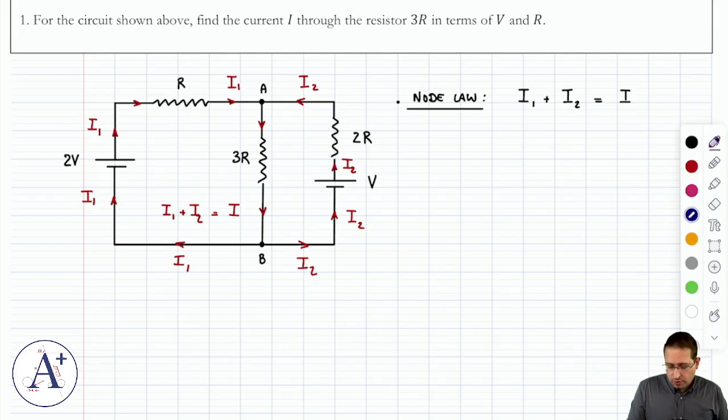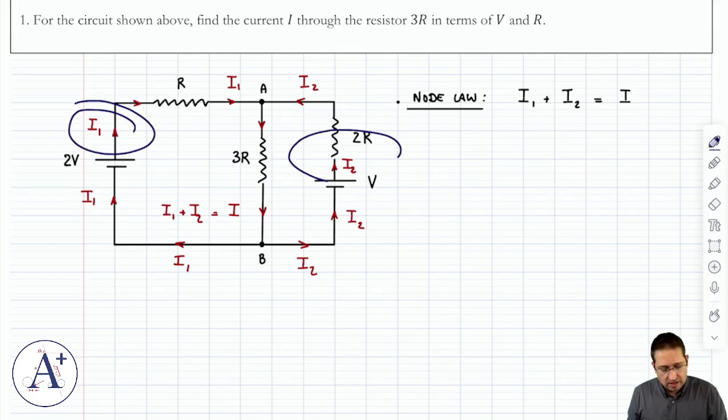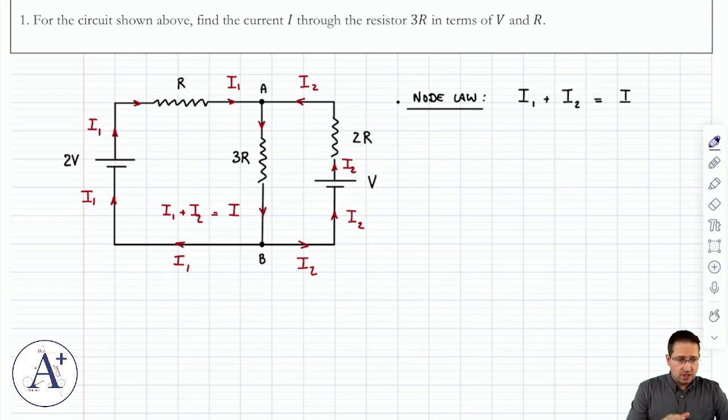The next step is to draw the voltages in your circuit. Now, we made guesses here, right? I guessed that this comes out of 2V and that this comes out of V. I don't know if it's true. It doesn't matter. I'm going to stick with my guess.